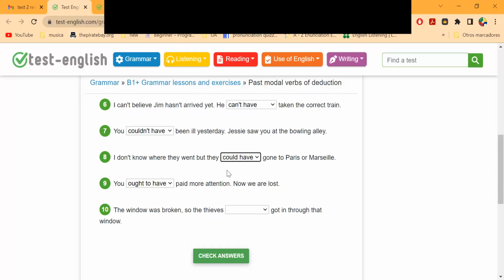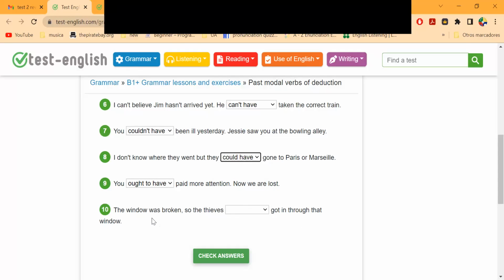Perfecto. El que no se puede ocupar en positivo es el can, pero no el could, ¿ya? Ya, gracias, profe. Tú no puedes decir they can have. No, al menos yo en mi experiencia, en mi oído lingüístico no lo tengo computado. Could have, might have, may have, basically, ¿ya?